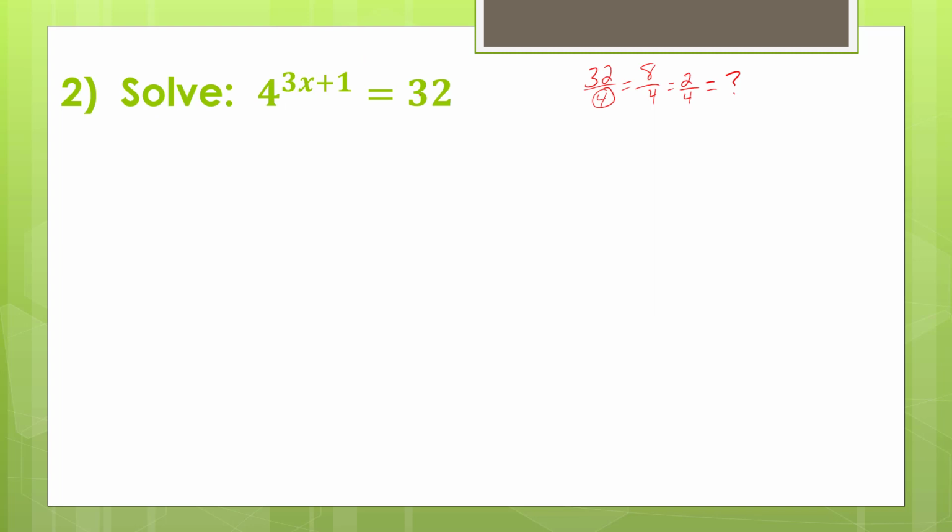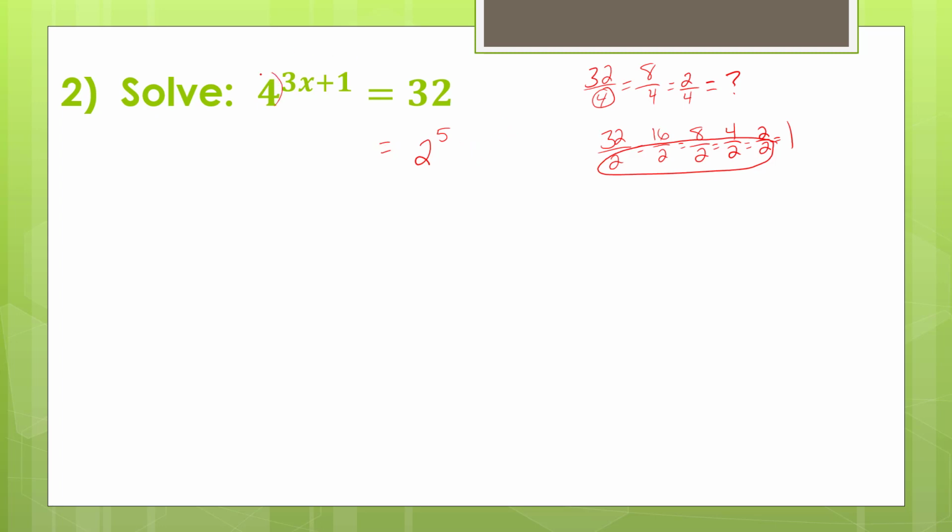Well, what possible base could we have in common between 4 and 32? Hopefully you're thinking 2. So let's try that. 32 divided by 2 is 16. Divided by 2 is 8. Divided by 2 is equal to 4. Divided by 2 is equal to 2. Divided by 2 is equal to 1. And so notice we end up with our string of 2's down here on the bottom. 1, 2, 3, 4, 5. 32 is the same as 2 to the 5th power.